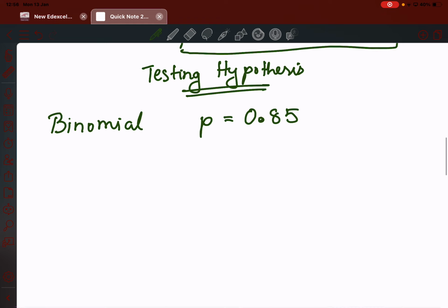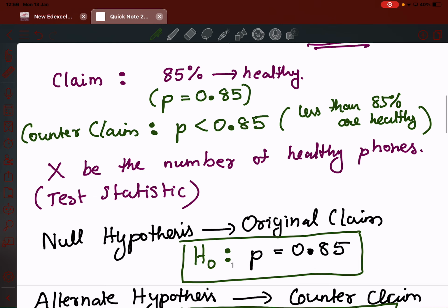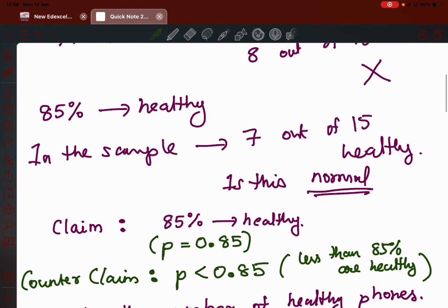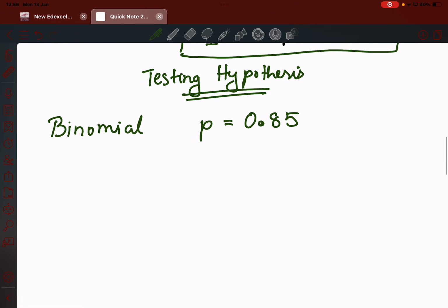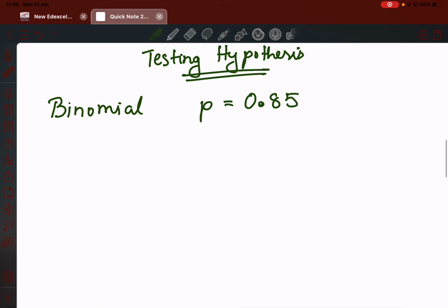So the sample that we took, how many phones did we take? We took 15 phones, and then 7 out of the 15 are healthy. Okay, so this is the result that we have got. Based on the test that we did, 7 out of 15 are healthy. So we are going to run a binomial test.